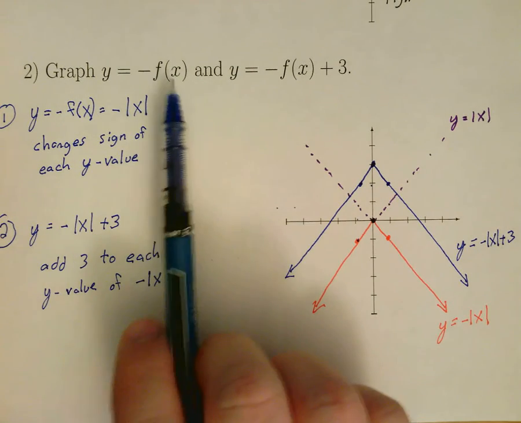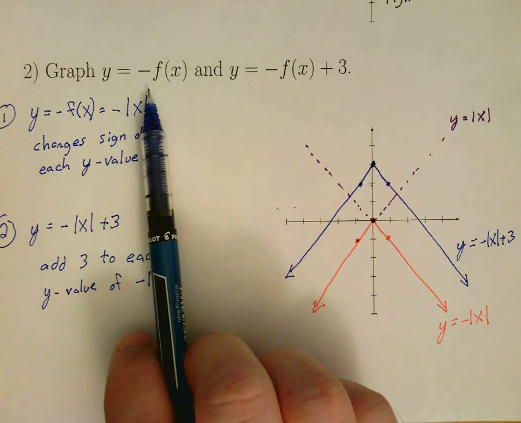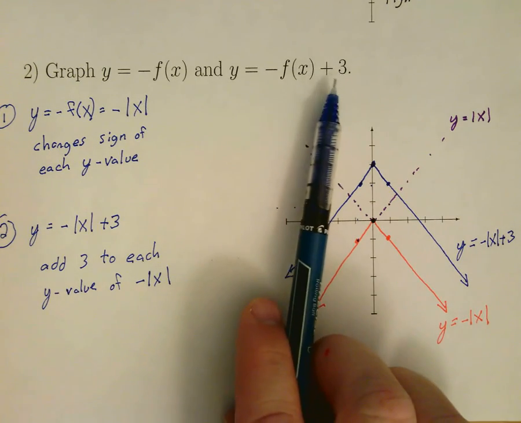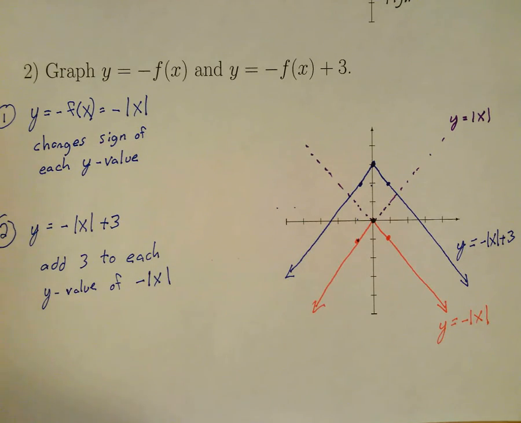Now there's nothing unique about the absolute value actually. If you ever see a function and you slap a minus sign in front of it, that does change the sign of each y value. And if you add something to the outside of the function, it just shifts it up or down. And we're going to generalize all these results next.